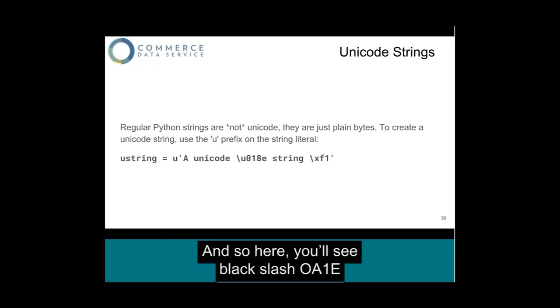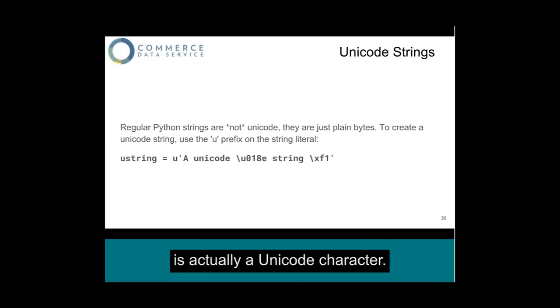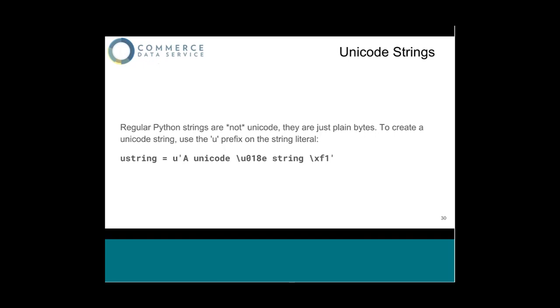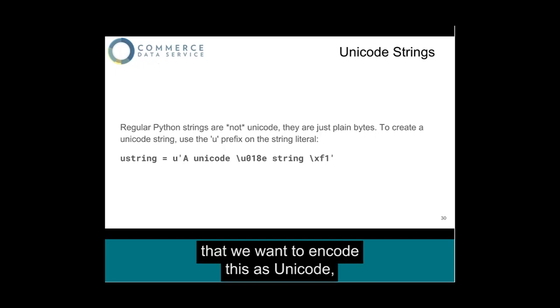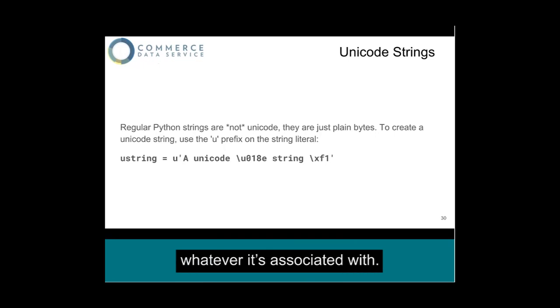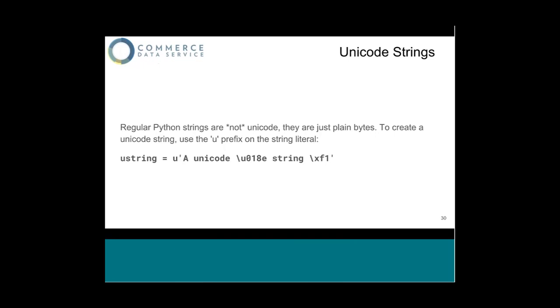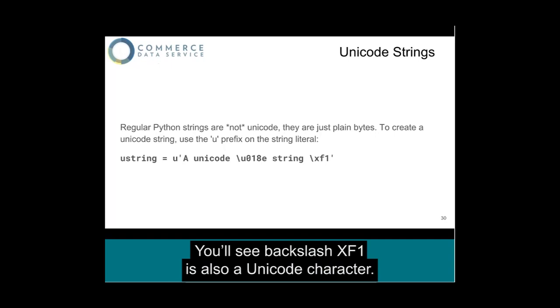And so here you'll see \U081E is actually a Unicode character. And so if we've specified to Python that we want to encode this as Unicode, it will actually pass that into Unicode as a character, whatever it's associated with. And you'll see \XF1 is also a Unicode character.